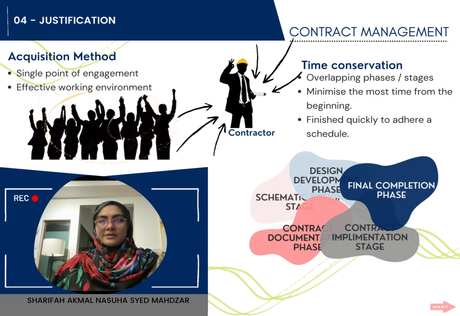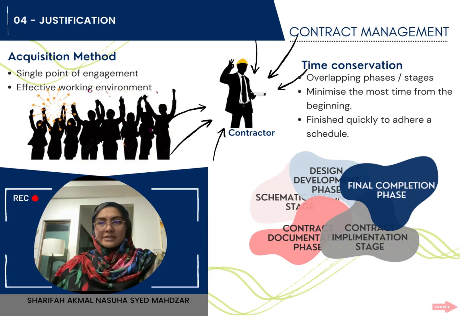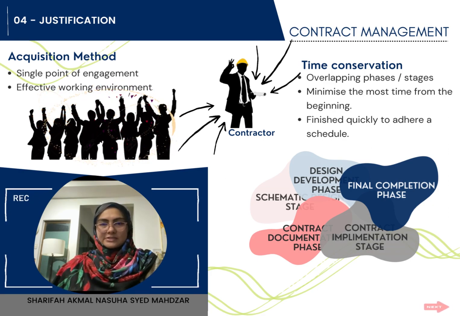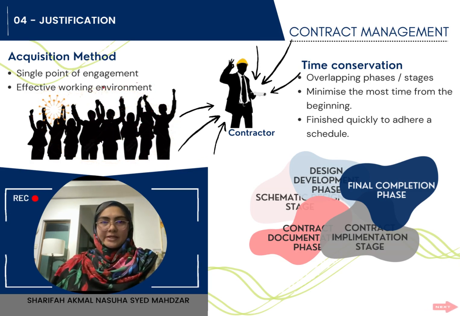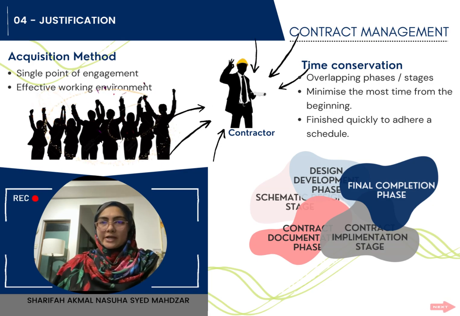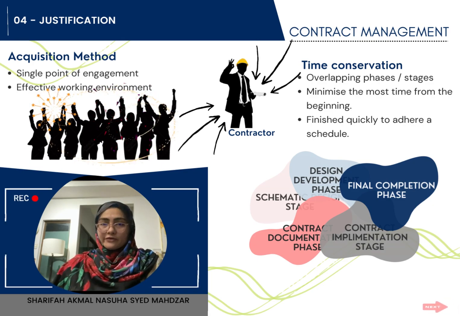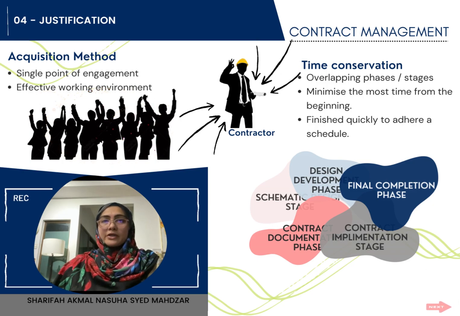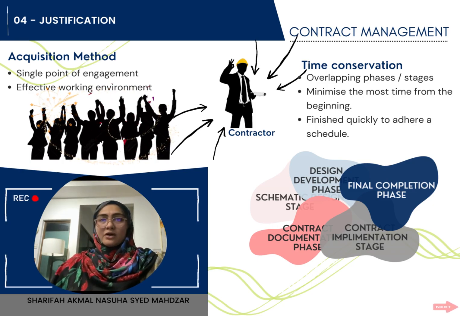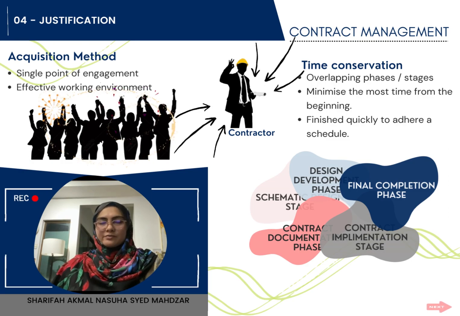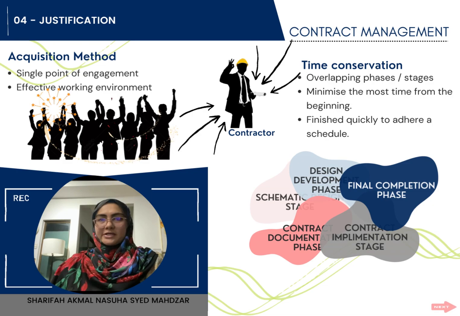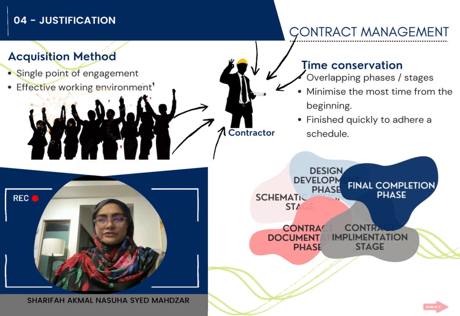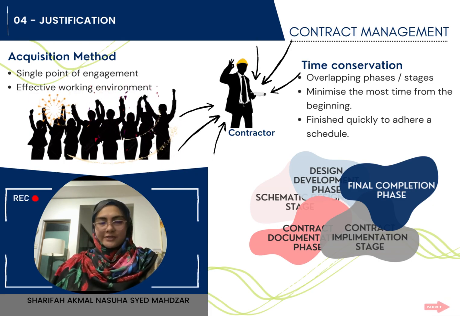Justification on project implementation through the design and build method can be based on several factors. The first one is acquisition method. For any circumstance where the client wants a single point of engagement, called a single point entity, only one entity is responsible for all the works and the risks. It also creates a team environment where designers, consultants, and contractor work together effectively.